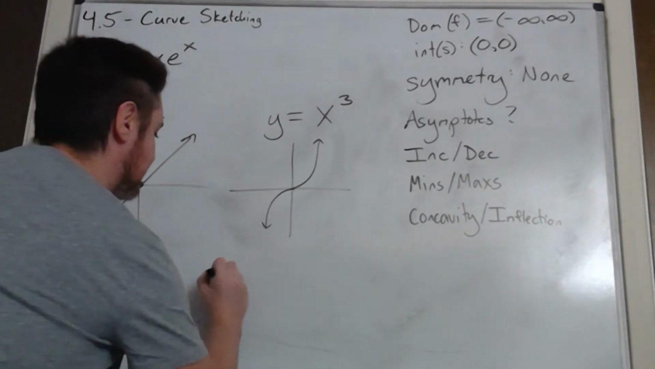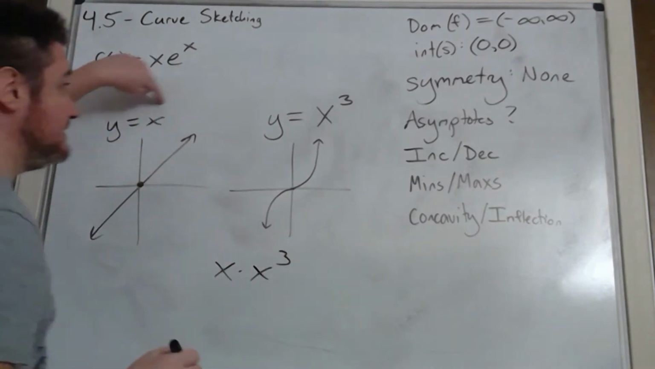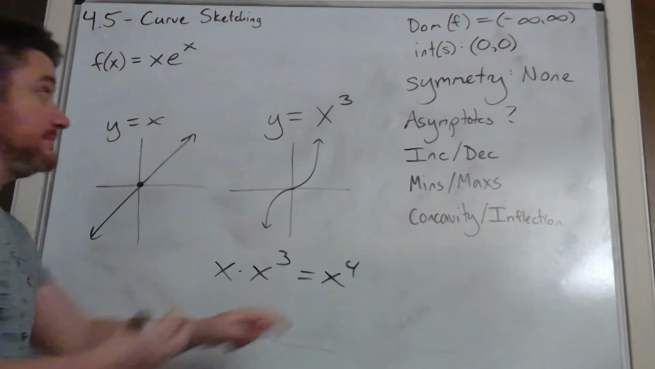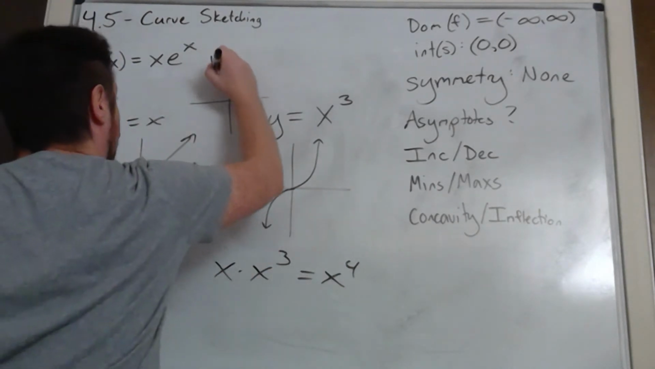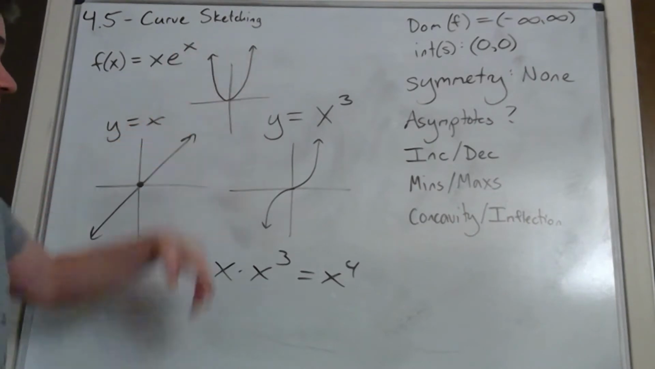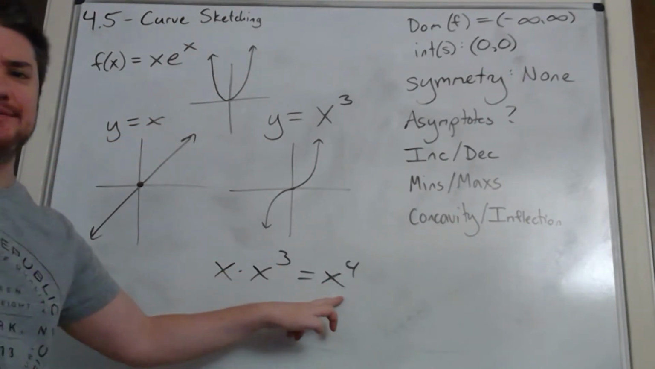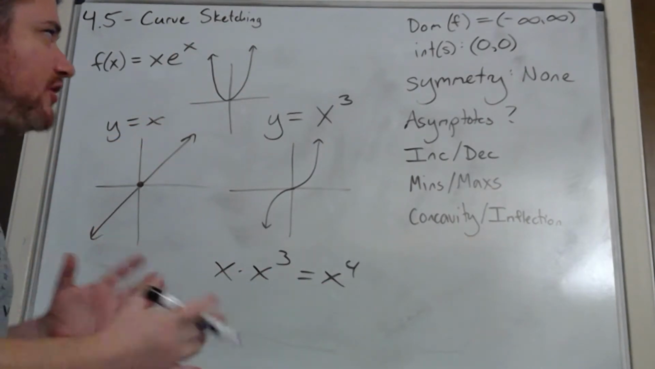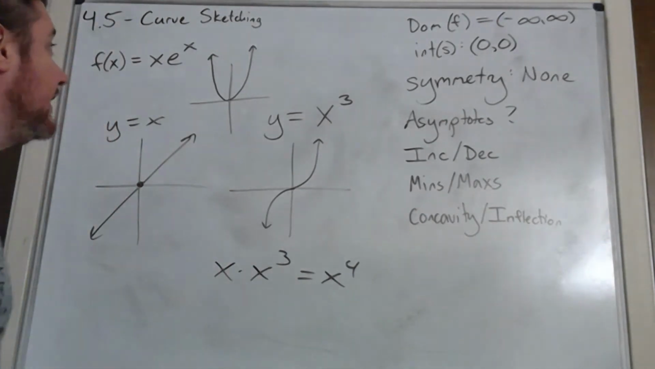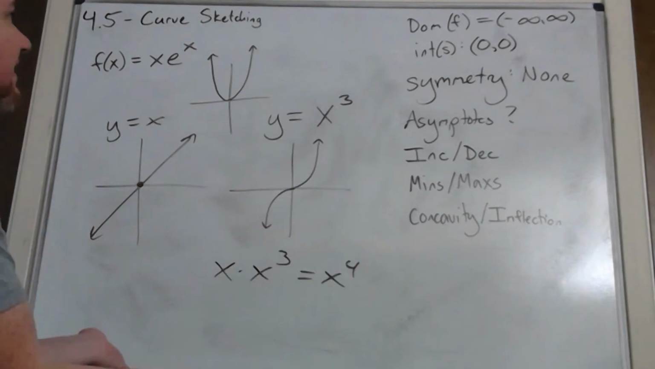Because if you did x times x cubed, odd function times an odd function, you end up with x to the 4th. That has y-axis symmetry, right? That looks like a taller, skinnier parabola, x to the 4th. Now we've got y-axis symmetry. So this odd times odd became even, right? So the symmetry of graphs, the arithmetic of that symmetry doesn't work the same as with real numbers. But it's just something to think about.